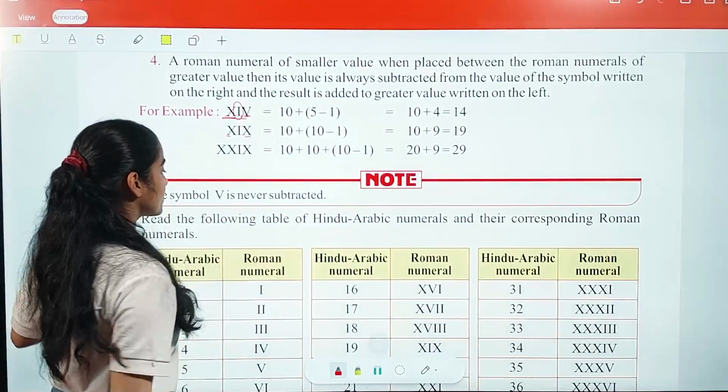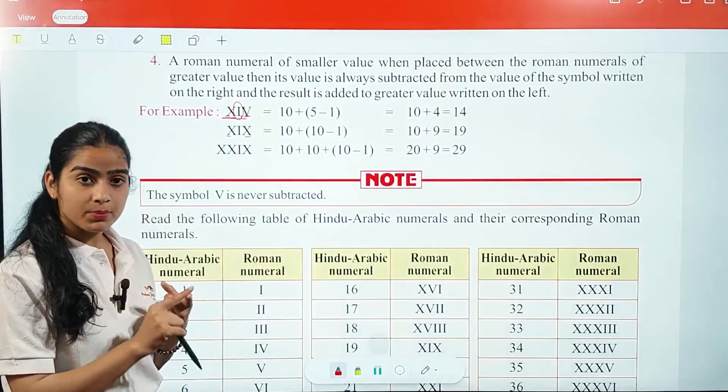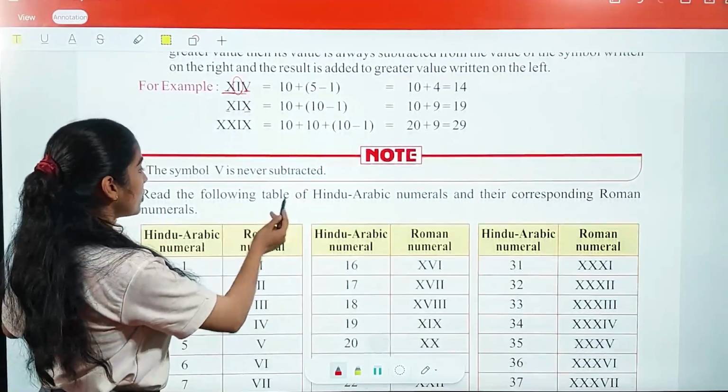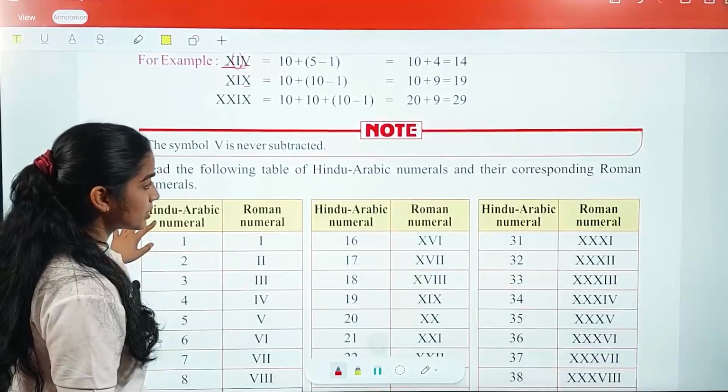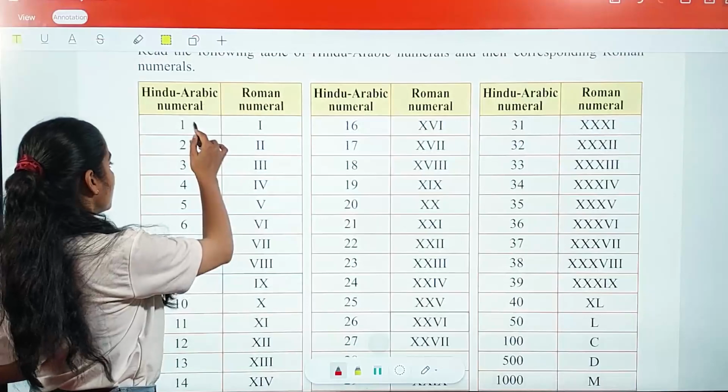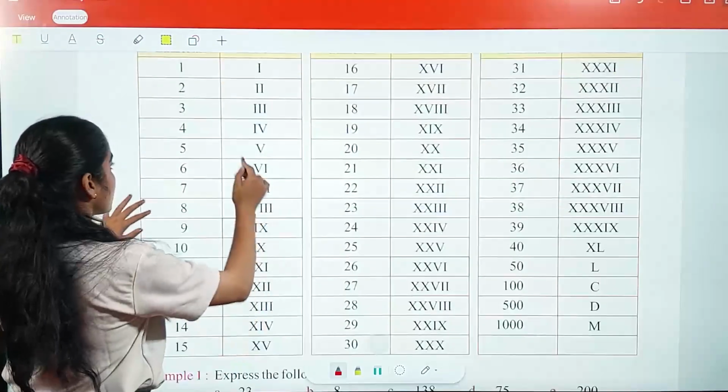V is never subtracted. V is never repeated. 5 is never repeated and never subtracted. Read the following table of Hindu Arabic numerals and their corresponding Roman numerals. So you have to see how we write 1, 2, 3, 4, 5, 6, 7, 8 in Roman numerals.